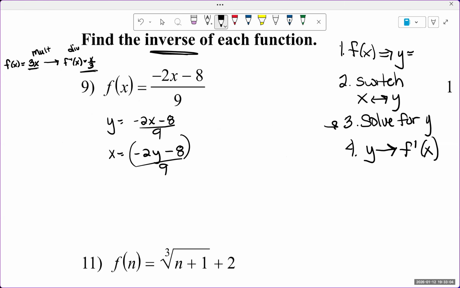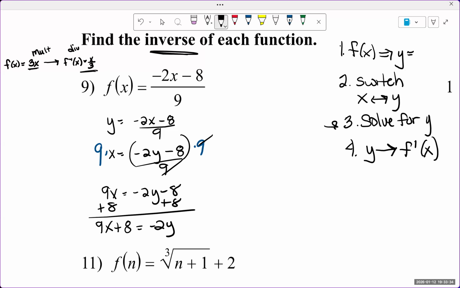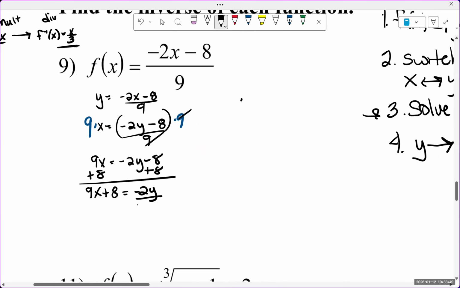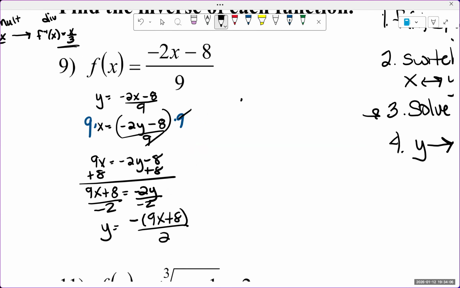So that bar is in essence a grouping symbol. So multiply by 9, add 8 to both sides, and divide by -2. So I'm going to move the negative to the top. Okay, so here we go. The inverse function is -9x minus 8 divided by 2.